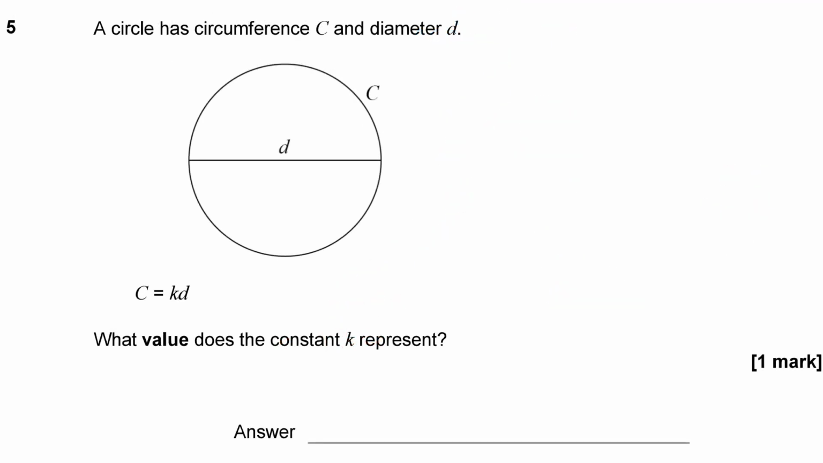Question 5. A circle has a circumference of C and a diameter of D. C equals KD. What value does the constant K represent? Well, normally the circumference C is equal to pi times diameter, isn't it? So this pi here must be the same thing as that K there. So I'm saying it's got to be pi.